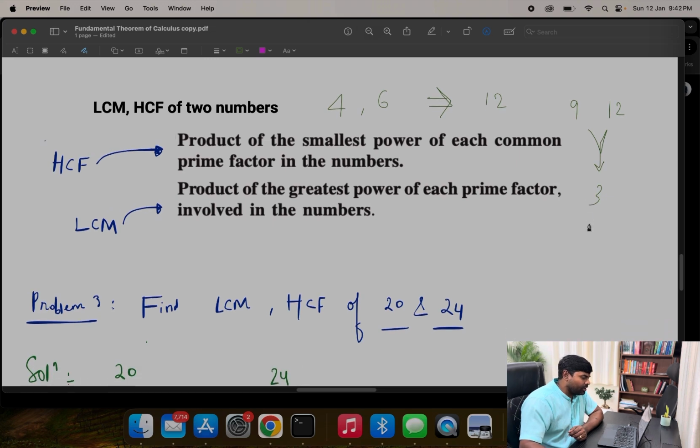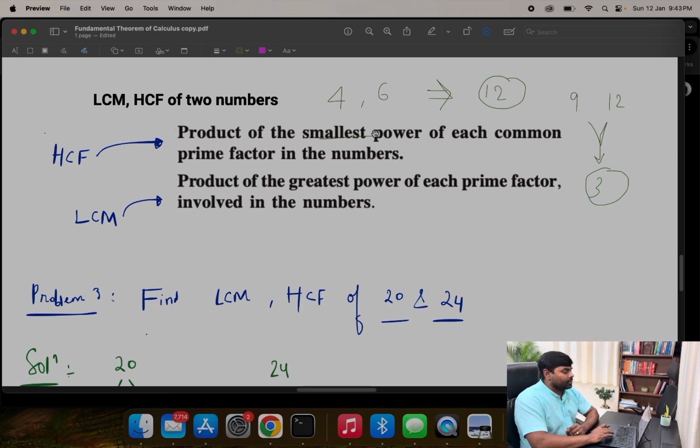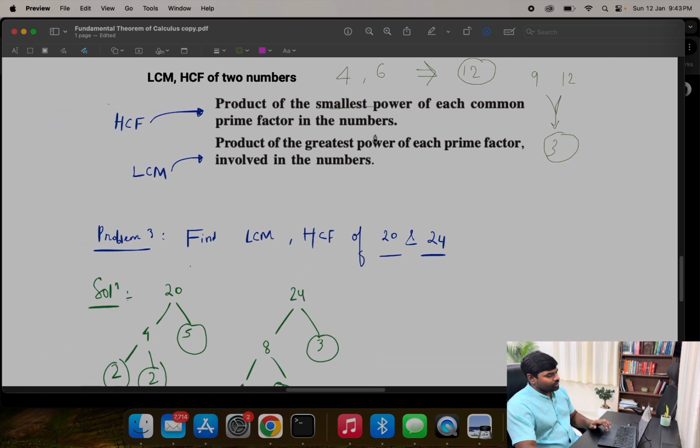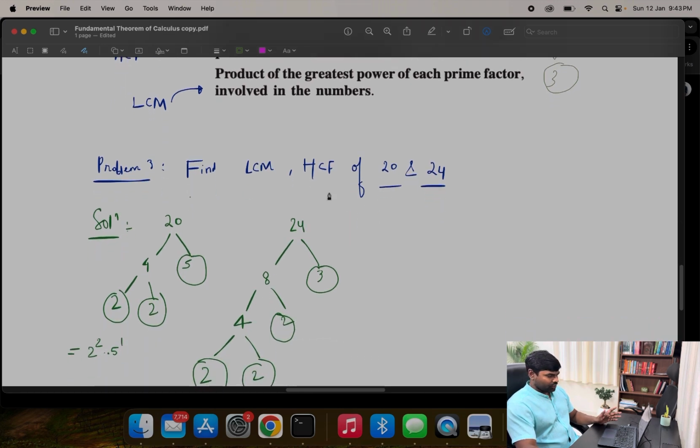So the idea of LCM and HCF as such is not new. We have learned that in lower grades as well. We'll be using prime factorization to arrive at this. So we write down the prime factorization of the two individual numbers, and you'll see that the product of the smallest power of each common factor will give you the HCF, and the product of the greatest power will give you the LCM, right? Now, why is that? Well, we'll see. Let's take an example. We have to find the LCM and HCF of 20 and 24. So first thing we do, we write down the prime factorization of 20 and 24.